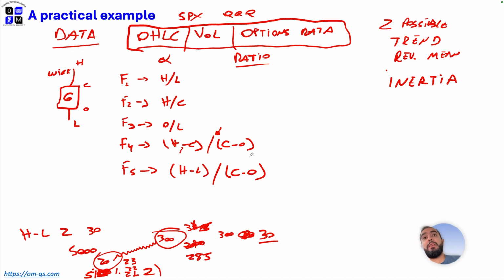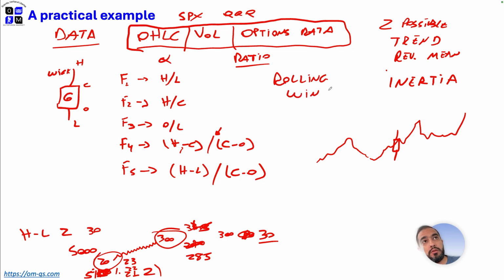Now, you don't have a single candlestick, right? You have a sequence of candlesticks. And let's say this guy over here was here in a given day. You may have the same features in a rolling window. So you have for that particular day, and then you do the same stuff for a given rolling window. So you have the rolling average of the high-low ratio in a given day, the rolling average of the high and close ratio, and so on.